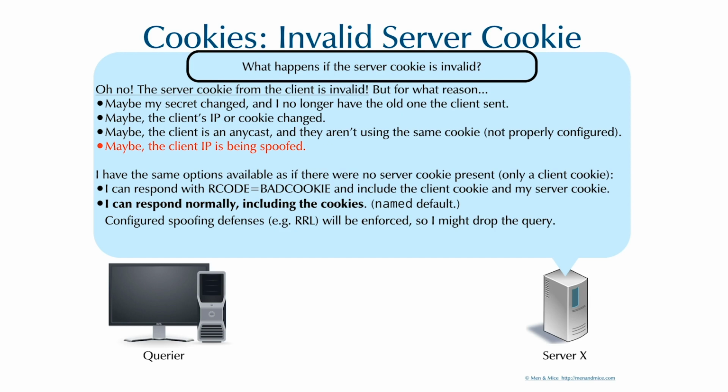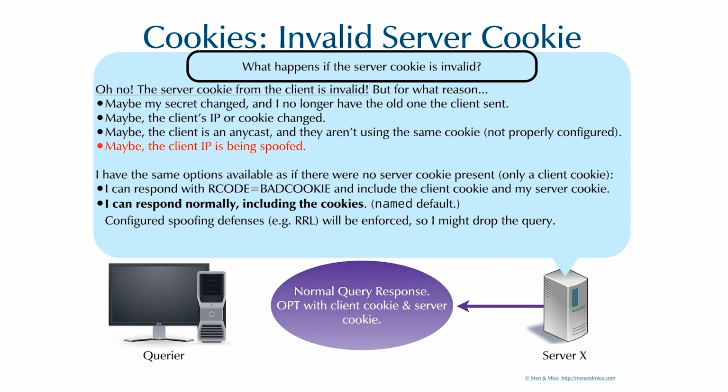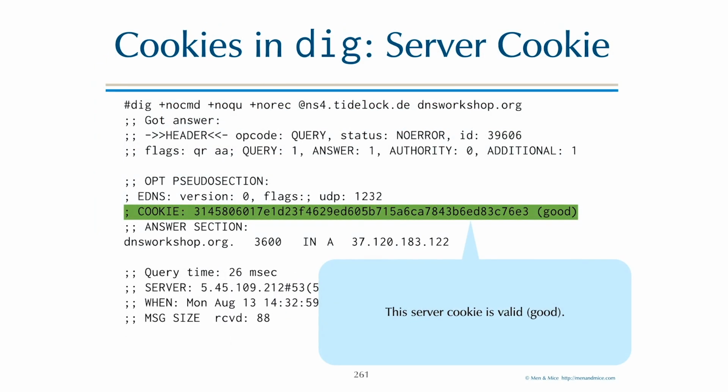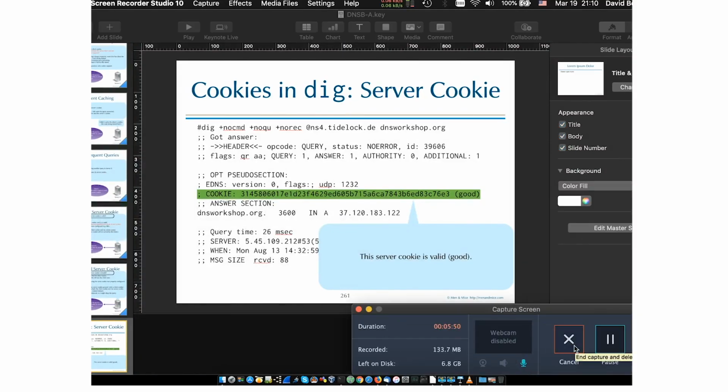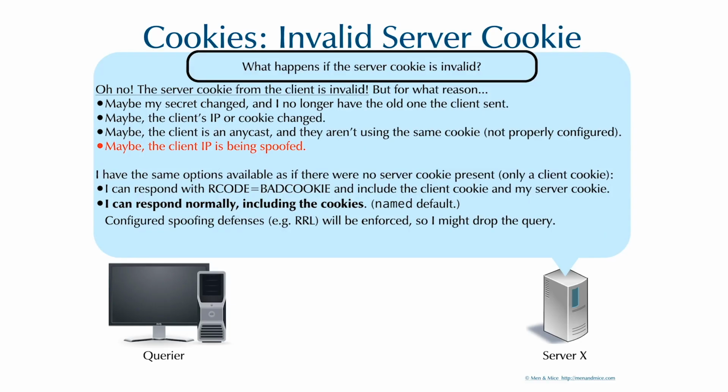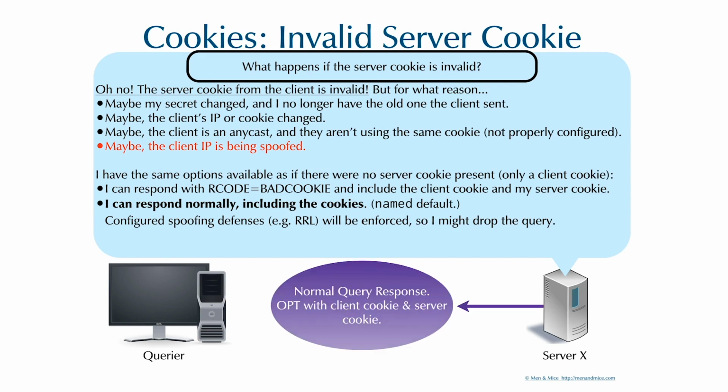Okay. So what happens? It's an invalid cookie. What does the server do? It just responds normally, but it sends back the valid server cookie. So the next time the querier sends a query, he should, assuming it's the real client, use the proper server cookie. So in any of the first cases, where the client's cookie changed or the server's secret had changed, this problem would only happen once.